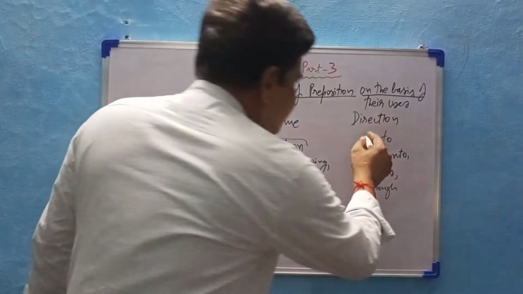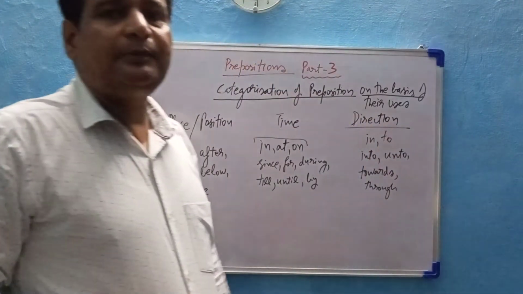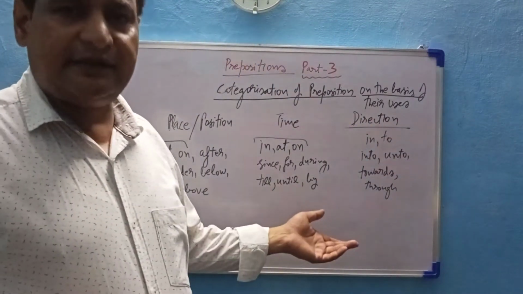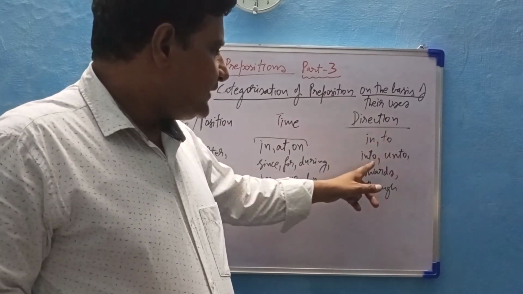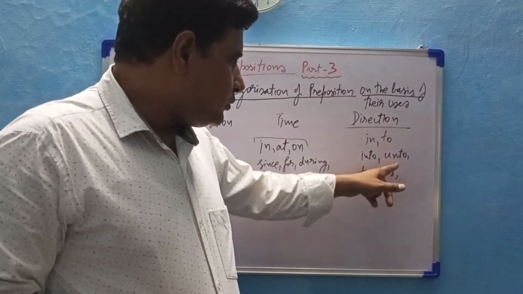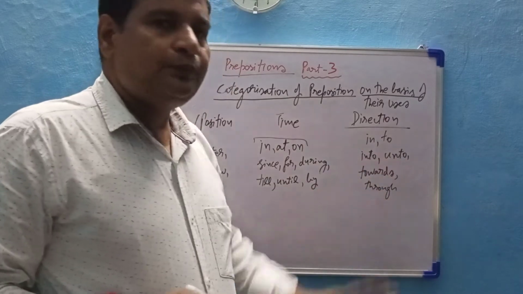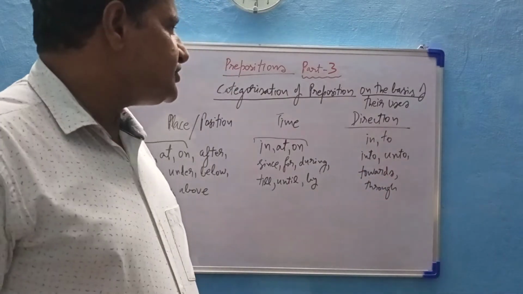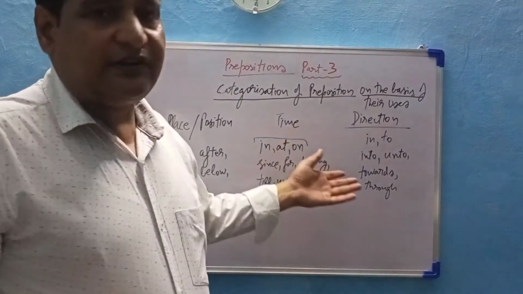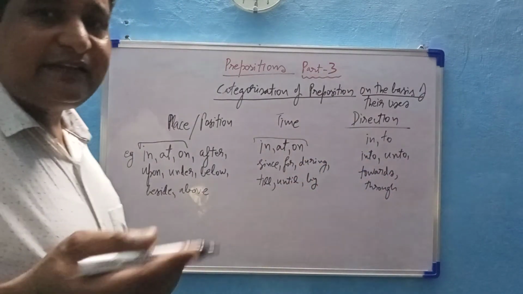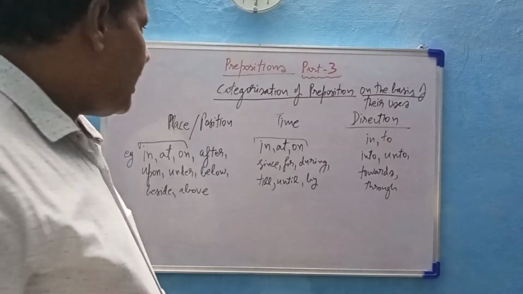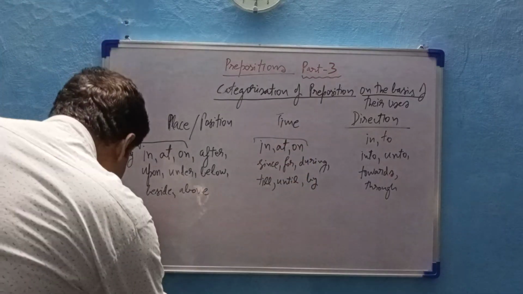Then the next category is of direction, the prepositions that indicate the direction. In, to, then into, unto, towards and through. These are the prepositions of direction. They show the direction. Now let us understand a few examples of each category.